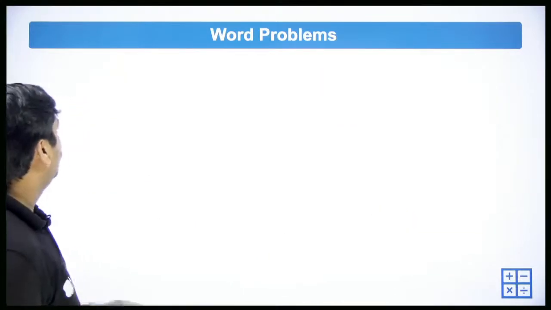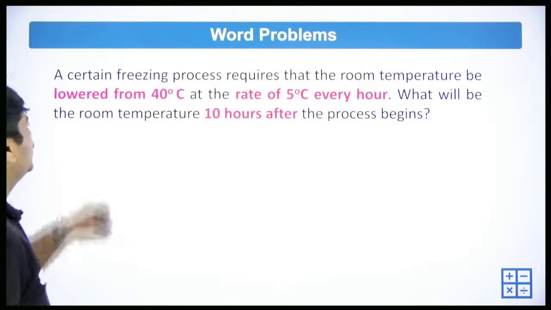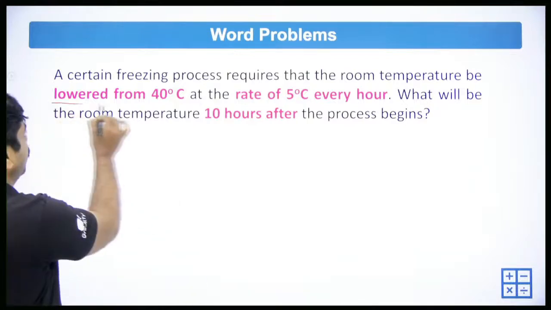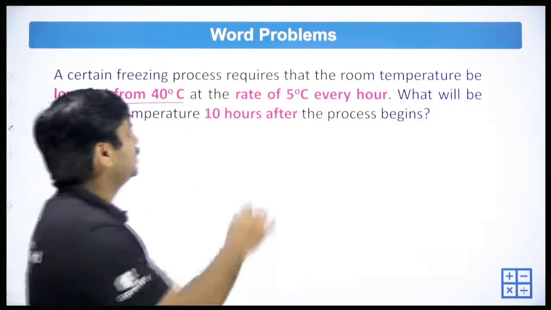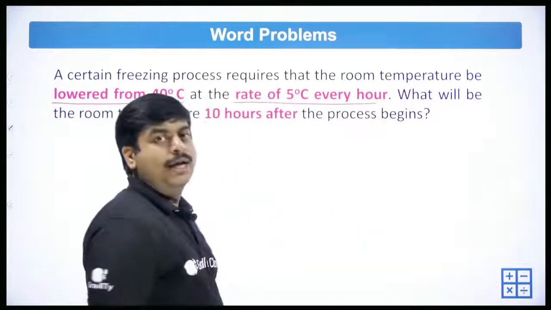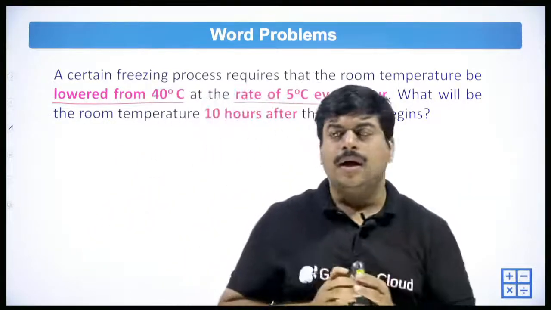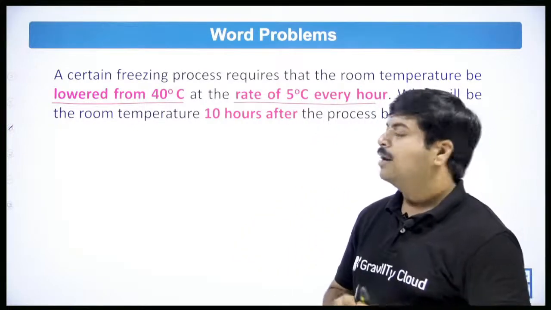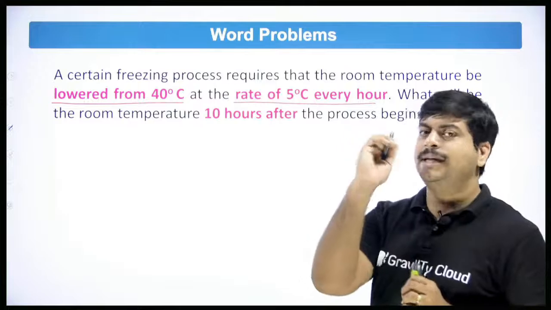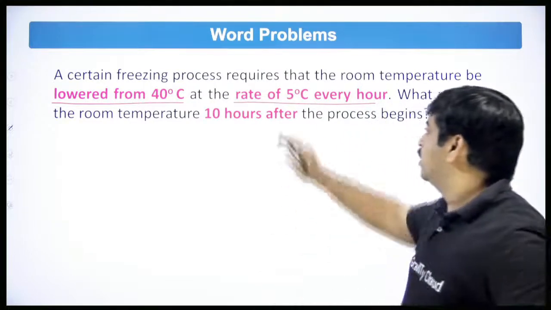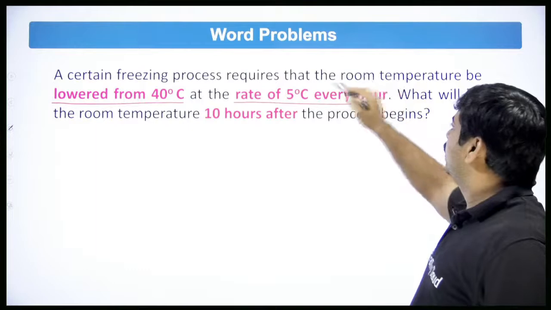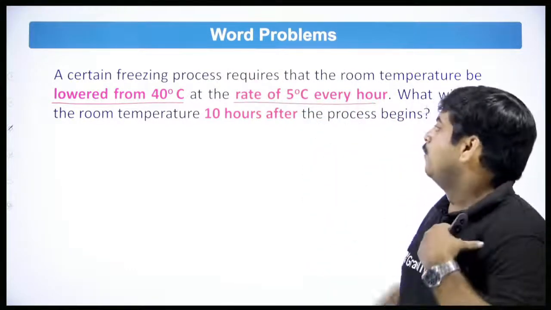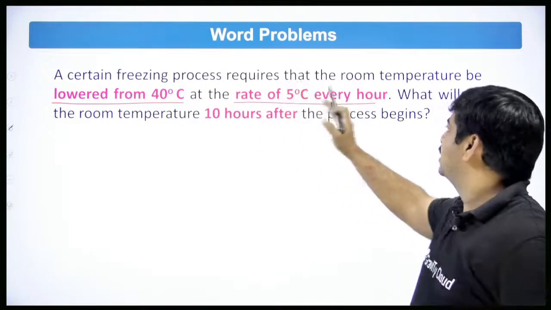A certain freezing process requires that the room temperature be lowered from 40 degrees at the rate of 5 degrees Celsius every hour. Okay, so there is some process going on, a freezing process. So what is the condition there? The initial temperature is 40 degrees, and from there it is being reduced at the rate of 5 degrees every hour. The room temperature being lowered means reducing.